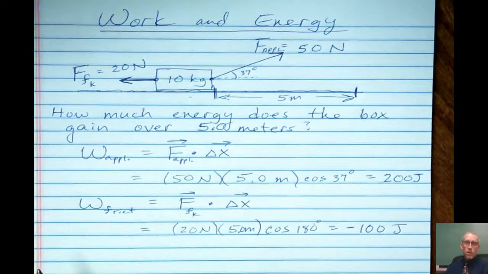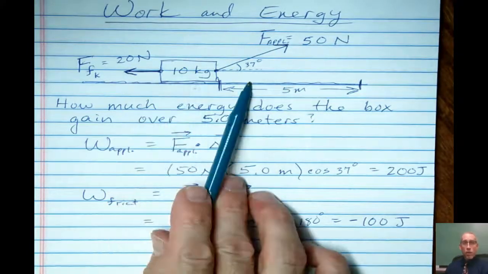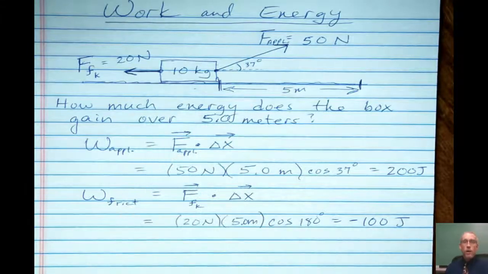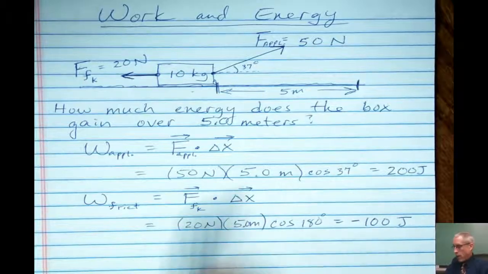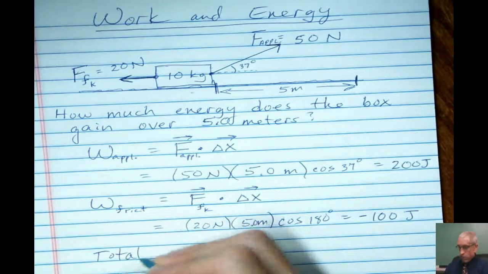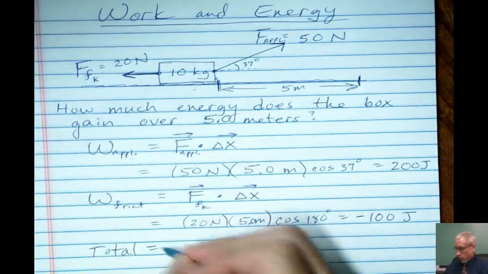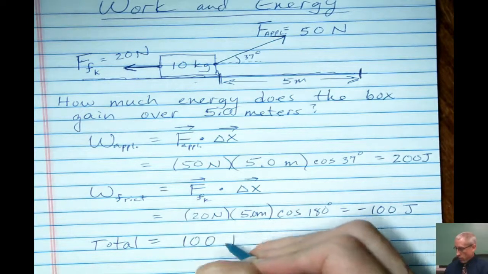Sometimes a lot of people just use the shortcut. They know that the two vectors are anti-parallel with each other, that means opposite in direction, so it's always going to end up just a negative of whatever the product is for those two. So that accounts for all the energy. The total energy is just equal to all the work done, which is 200 minus 100 for a total of 100 joules.